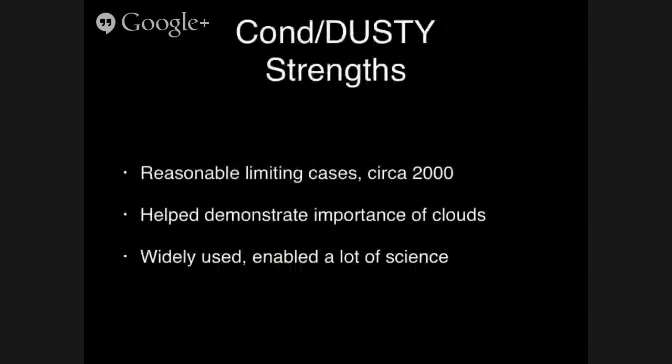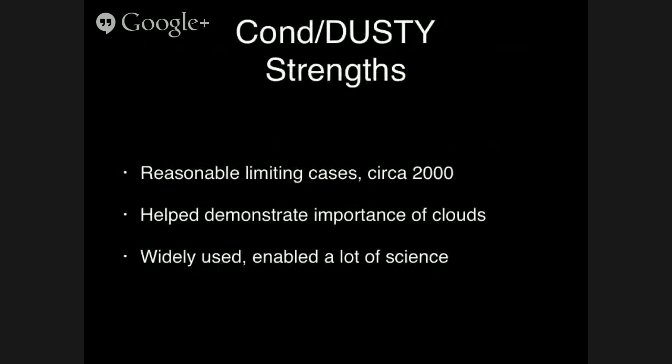Let's start with COD dusting. This was a great place to start. These were two limiting cases: no clouds at all, or chemical equilibrium clouds. This helped demonstrate the importance of clouds. I think historically, when the history of this field gets written, these models played an important role. They're widely used. A lot of people have used them. They've made a great contribution.